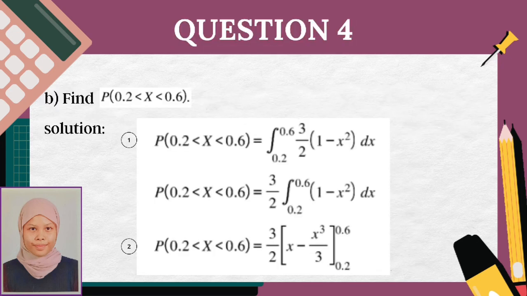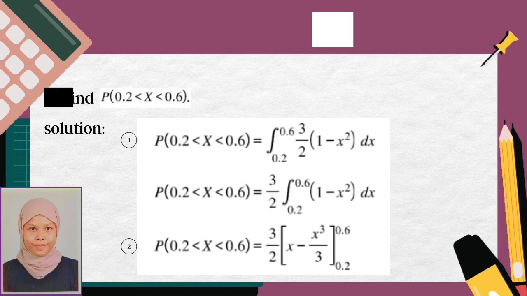Next, to solve B, firstly we make it into an integration form where it will be the integral from 0.2 to 0.6 of the function 3 over 2 times (1 minus x squared) dx. 3 over 2 is the constant, so we put it out in front of the integral. Secondly, we integrate 1 minus x squared dx, and it will be x minus x cubed over 3 on the range 0.2 to 0.6.